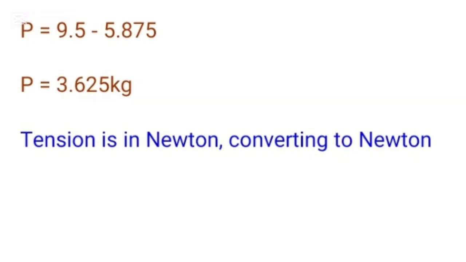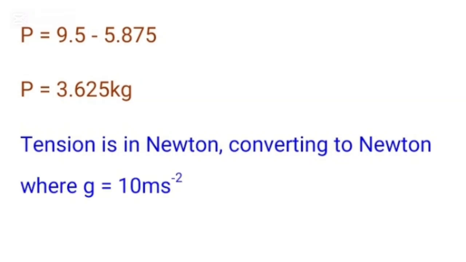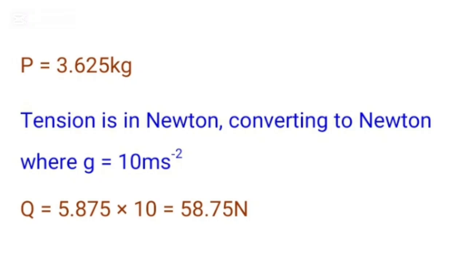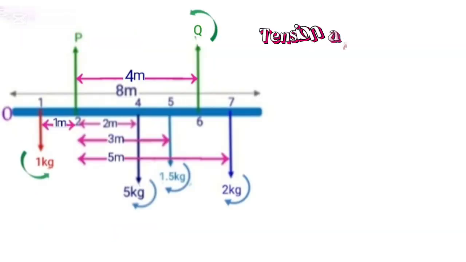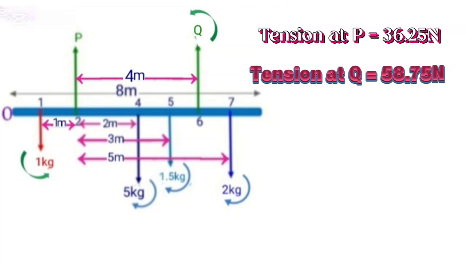Tension is in Newton. Converting to Newton, where g is equal to 10 meters per second squared, Q is equal to 5.875 times 10, equal to 58.75 Newton. P is equal to 3.625 times 10, equal to 36.25 Newton. Final answer: tension at P is equal to 36.25 Newton. Tension at Q is equal to 58.75 Newton.